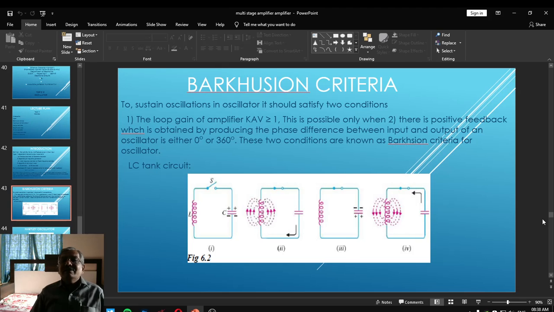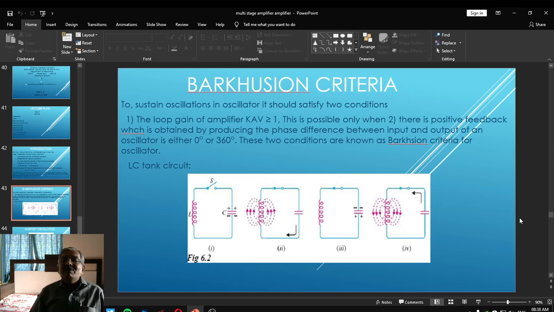Then we studied the types of oscillators. Depending upon different factors, the oscillators may be LC oscillators or RC oscillators, they may be audio frequency oscillators or radio frequency oscillators, and they may be sinusoidal oscillators or non-sinusoidal oscillators.